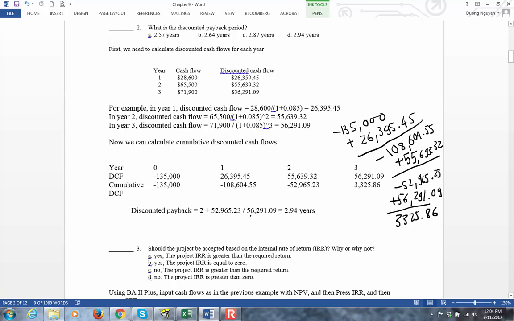So it is equal to 52,965.23 over 56,291.09, and it is equal to 0.94 years. Okay, so it takes about 2.94 years to get all the money back, all the $135,000, and this is taking into account present values, which is the interest rate or time value of money.